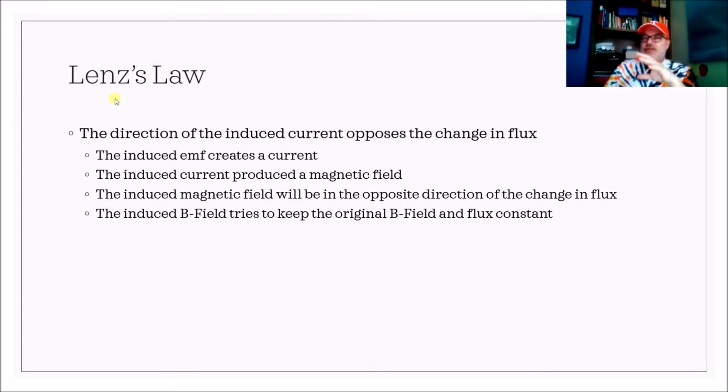So there's an existing amount of flux, and it's changing. The induced magnetic field from the loop will create a magnetic field that opposes the flux change. All right? So the induced B field is trying to keep the flux constant.